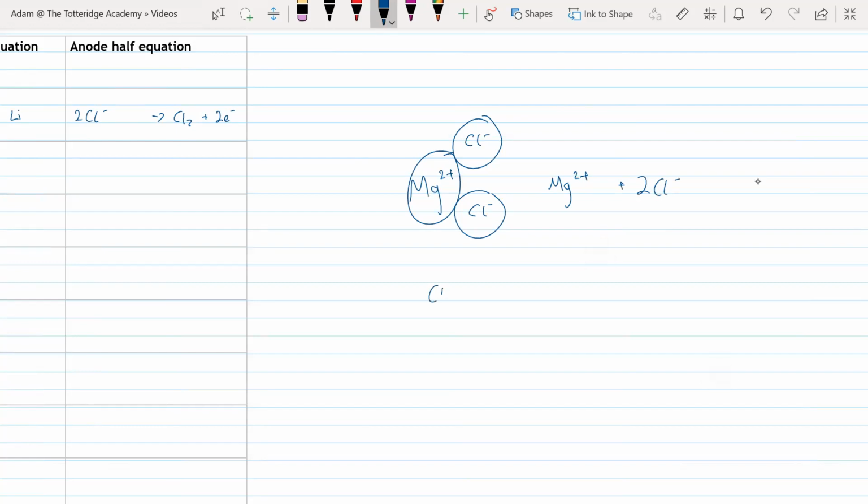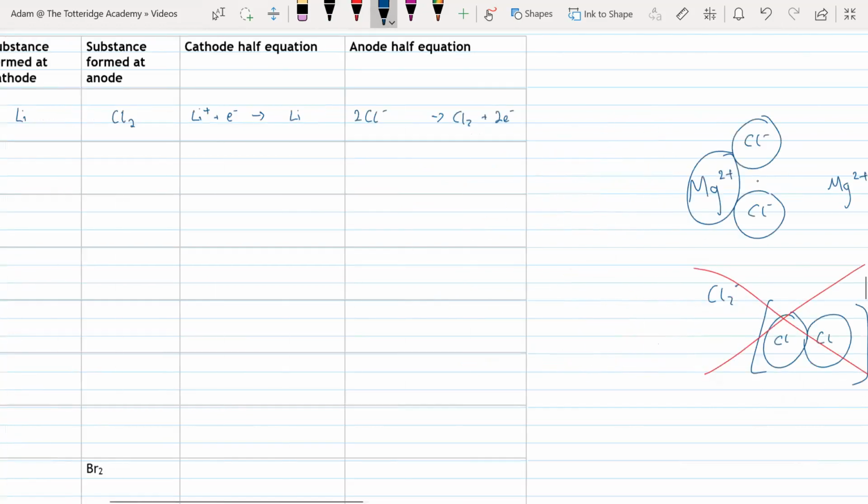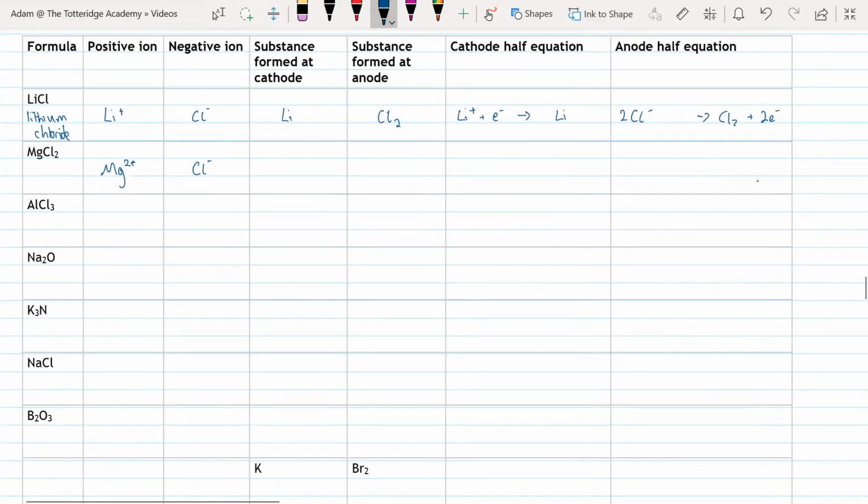If you wrote something like Cl2 minus like that, that is definitely wrong, because that means you've got those bonded together. So I should draw those circles touching, and then some overall charge of minus. This thing doesn't exist. This is totally, totally wrong. Okay? It's Mg2+ and 2 Cl minuses, or you can just write Cl minus. Doesn't really matter at this point.